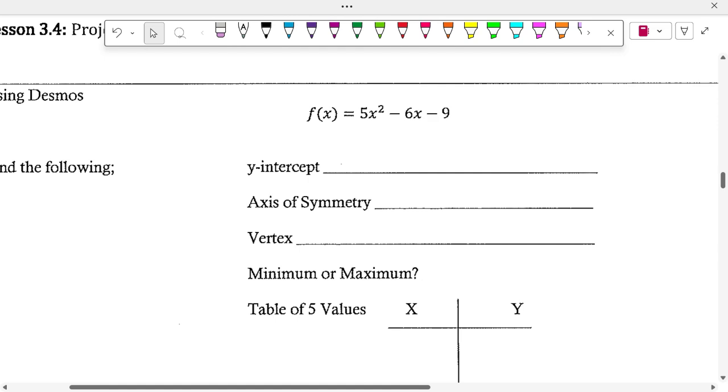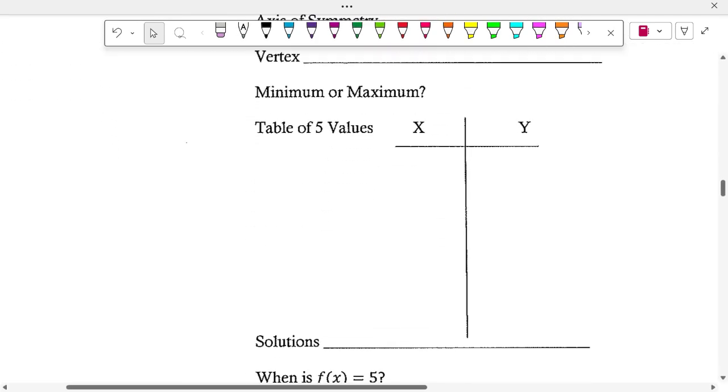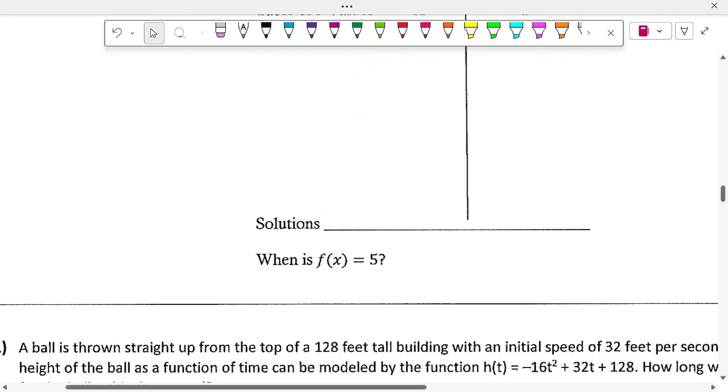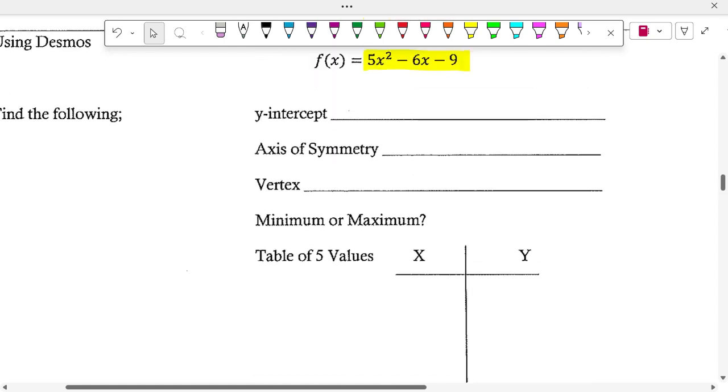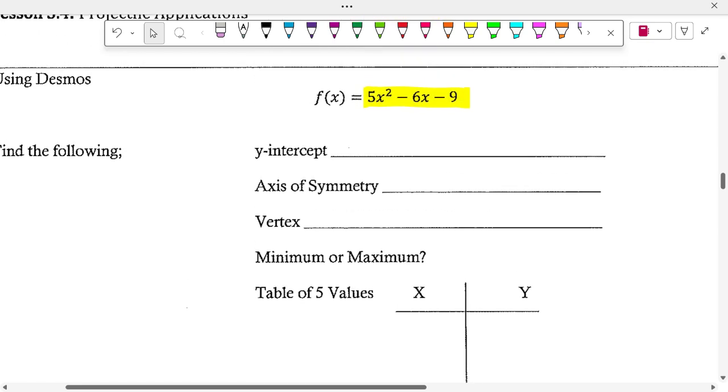So what I want you guys to do once you get Desmos pulled up is, on page 20, input this function, 5x squared minus 6x minus 9, and then find all of the key features that it's asking for, except for the last two. I want the y-intercept, the axis of symmetry, the vertex, tell me whether it's a minimum or maximum, and then a table of values. All that stuff Desmos generates for you. I'll give you guys about 2 or 3 minutes to do that because it should be pretty quick.